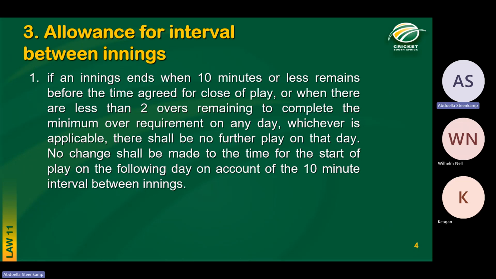But to focus just on this particular playing condition: if an innings ends with 10 minutes or less remaining before the agreed close of play, it will be stumps. But the playing condition also adds, or when there are less than 2 overs remaining for the requirement of the day, it will also be stumps. Just an example of what this means, if there are less than 2 overs remaining. So we know we need to bowl 104 overs in the day.